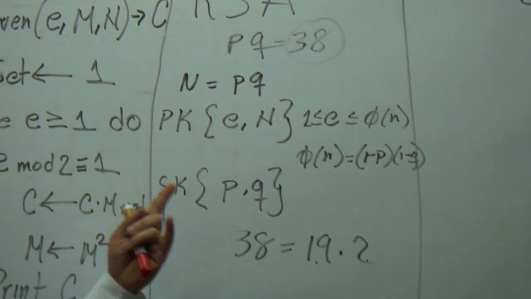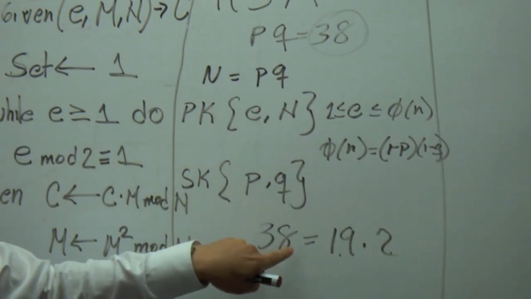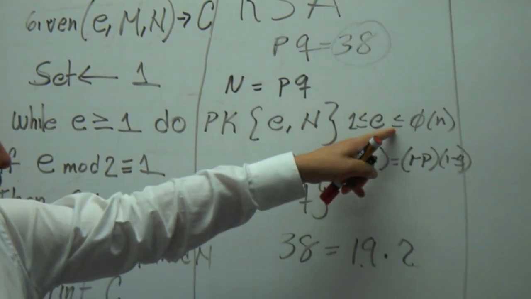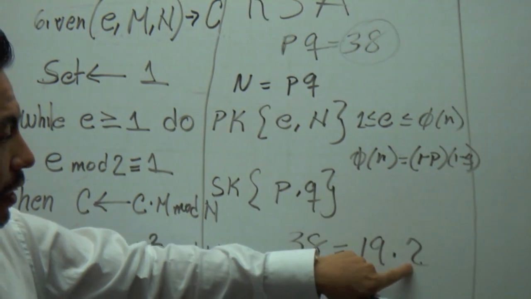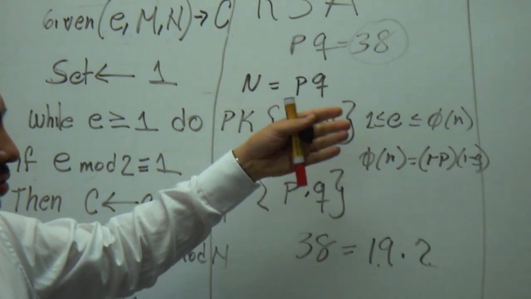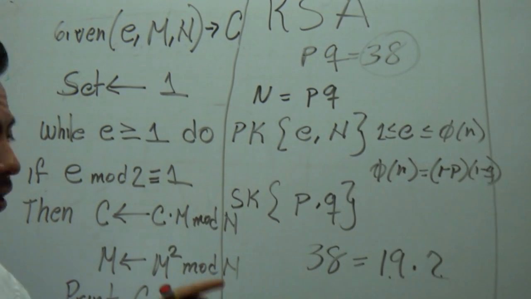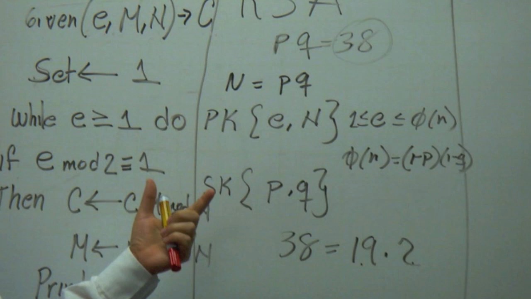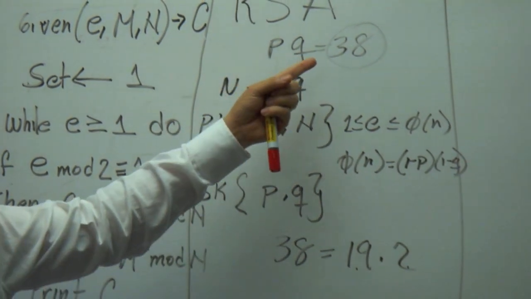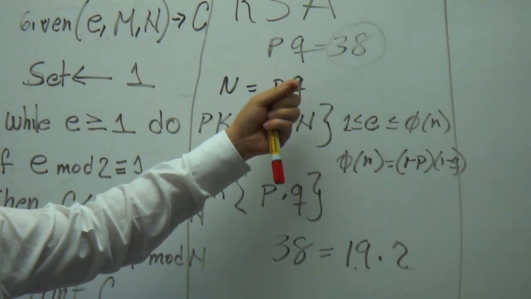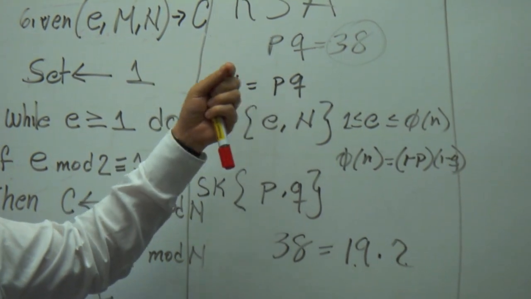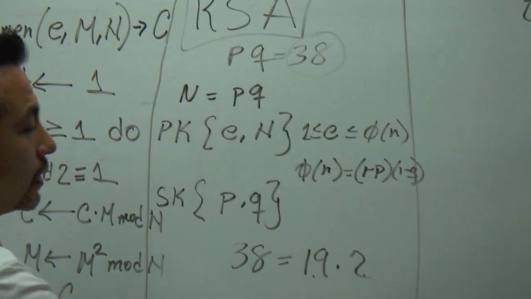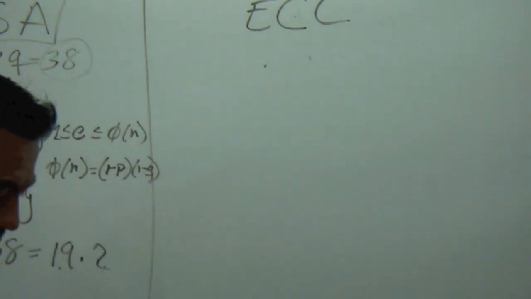And these are the secret key for 38, and then we choose any random number, E, in between, which can be maybe 5, maybe 3. 3 is another prime number. Of course, this is very simple, because these are very small prime numbers, but in practice, in reality, we choose prime numbers on the size of 1024 bits. Anyhow, this is the RSA, and RSA very soon will be done.